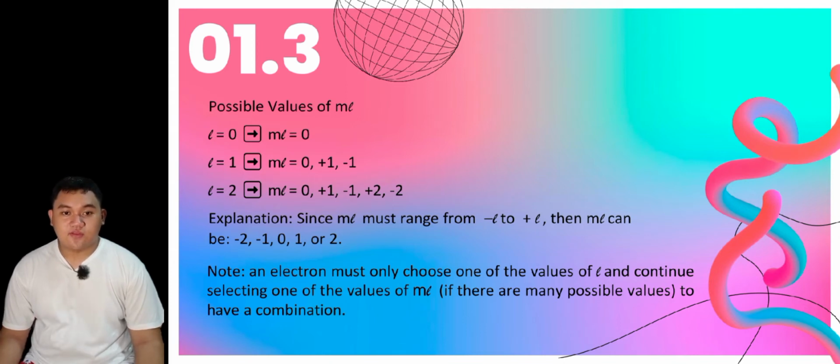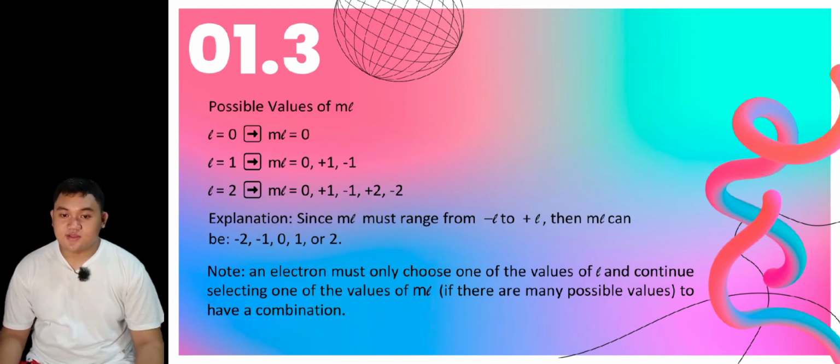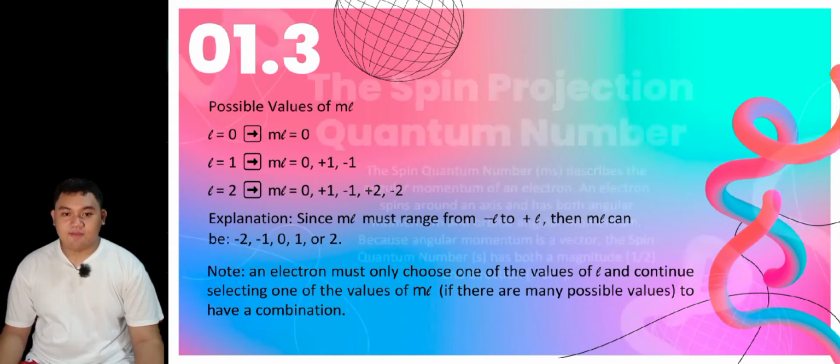The number of possible values just tells us the number of possible directions for the orbital. So, if the electron chooses 0 as the value of L, there is only one possible direction or one value of ML. If the electron chooses 1 as the value of L, there are only 3 possible directions or 3 values of ML, and if the electron chooses 2 as the value of L, there are only 5 possible directions or 5 values of ML.